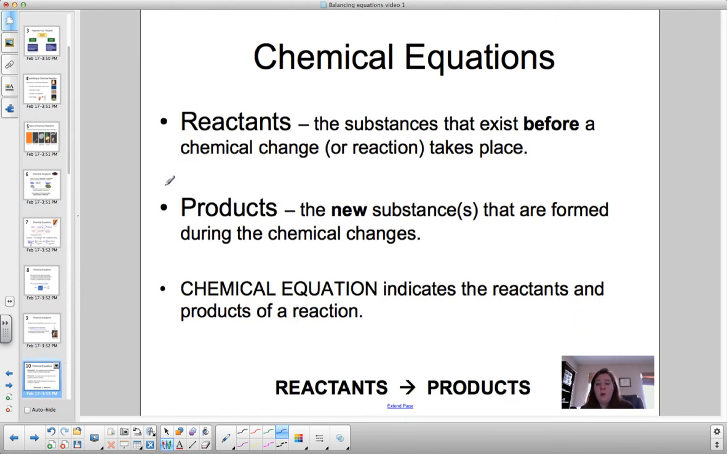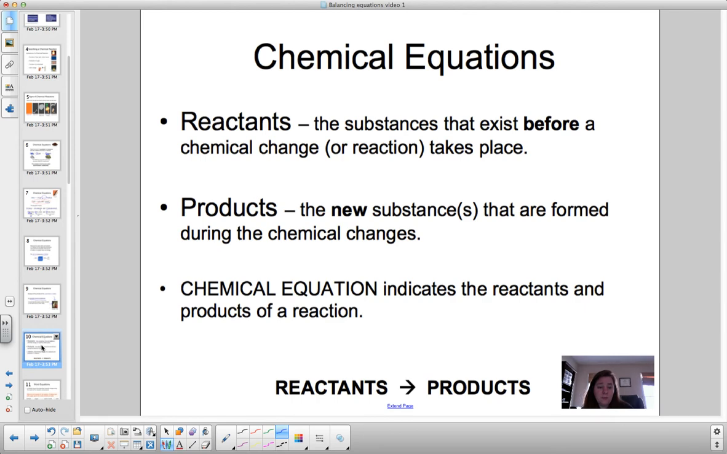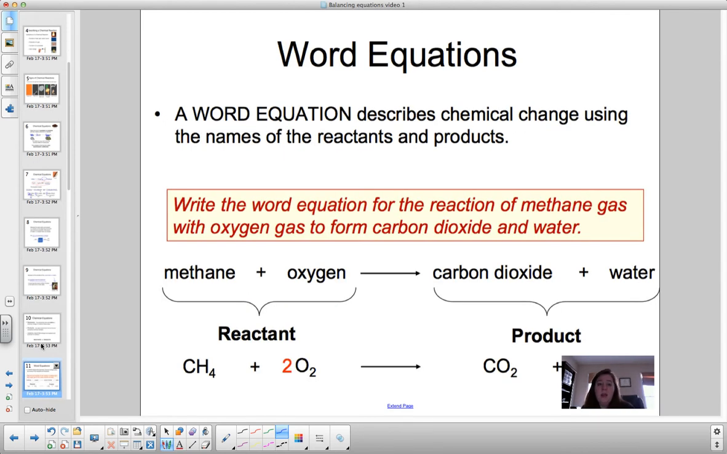As a review of some of the vocabulary that you're looking over so far, the reactants are the substances that exist before a chemical change, and the products are the new substances that have formed as a result. The chemical equation indicates the reactants and the products of a reaction. Sometimes we're going to see these in the form of a word equation. Don't get confused or stumped by these.